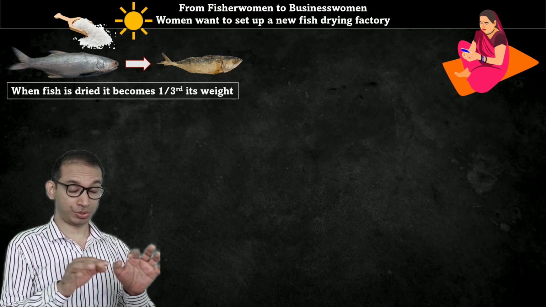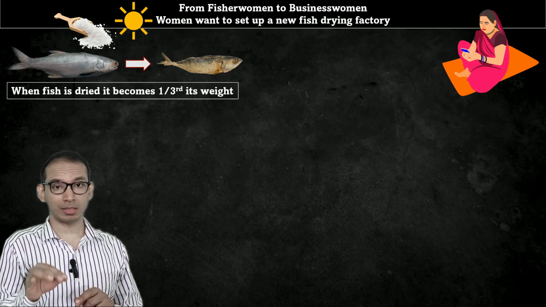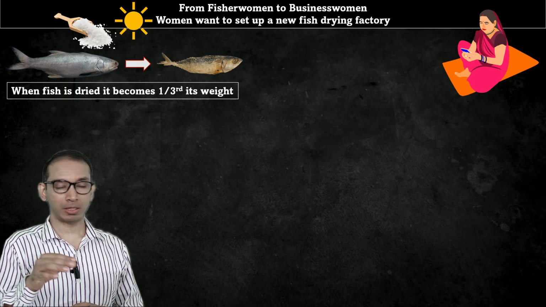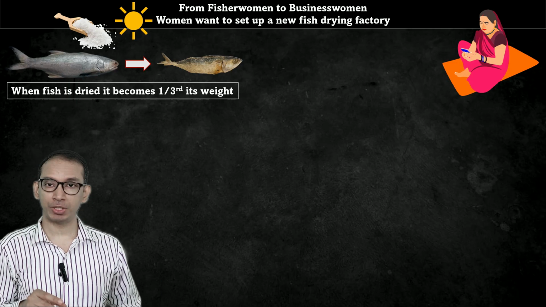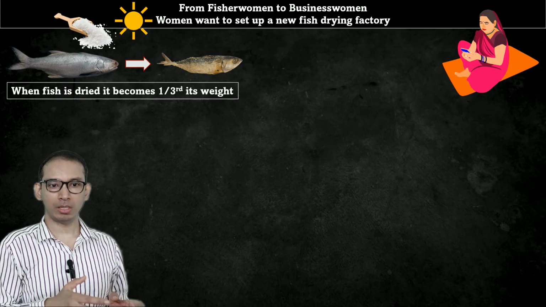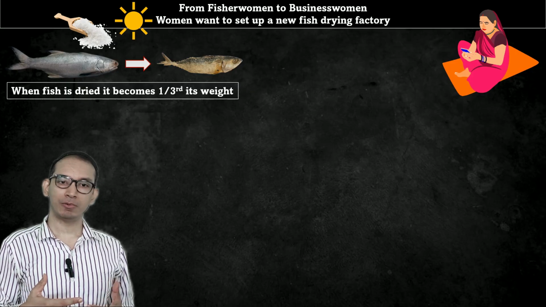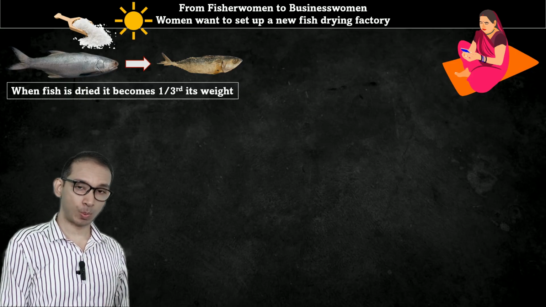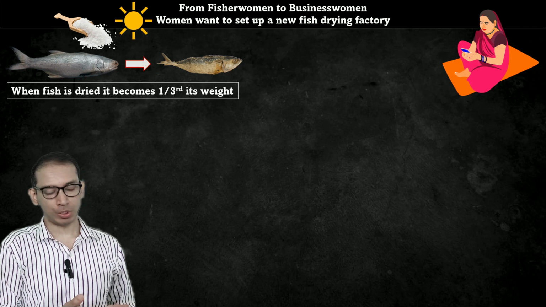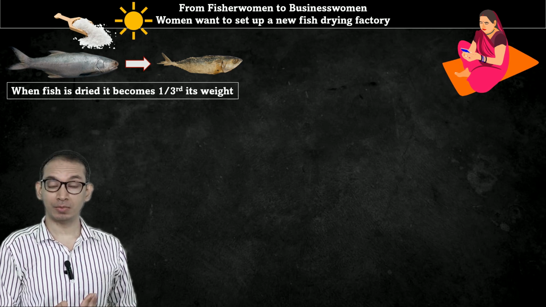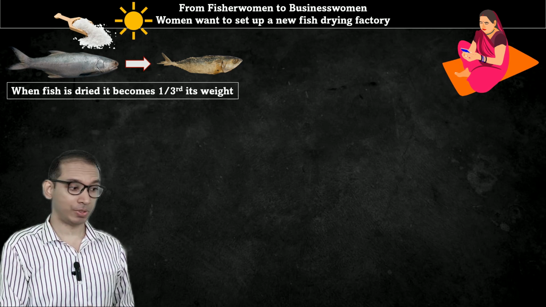When fish is dried, it becomes 1/3 its weight. This information is again important because when you're starting a business, you will usually sell the fish by weight. So when it's wet, it has a certain weight, and then when you dry it, it has a certain weight. So you need to know the dry weight of that fish also.